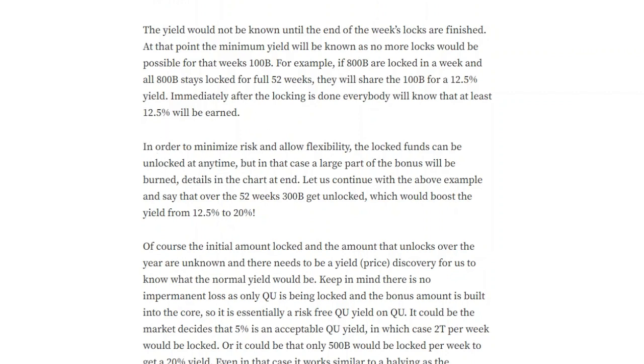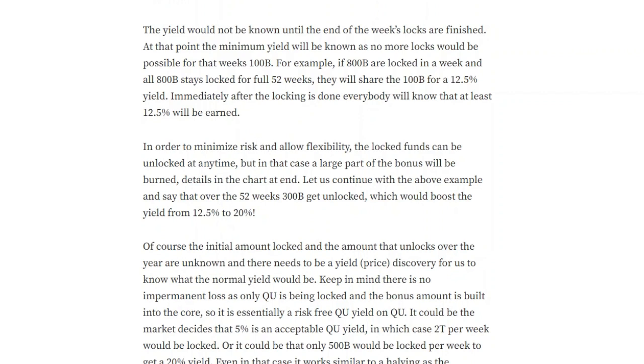In order to minimize risk and allow flexibility, the locked funds can be unlocked at any time, but in that case, a large part of the bonus will be burned. Details in the chart then. So this is great. It's actually better. So if someone unlocks, some of their part of the bonus is going to be burned. So just those Qubic will go completely out of circulation.